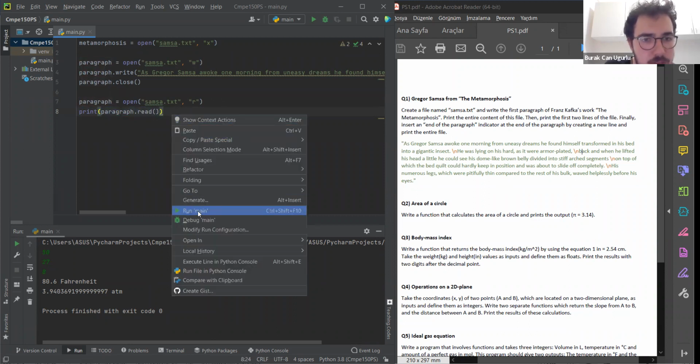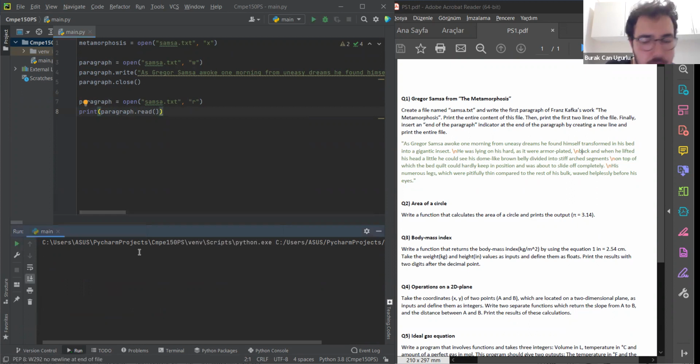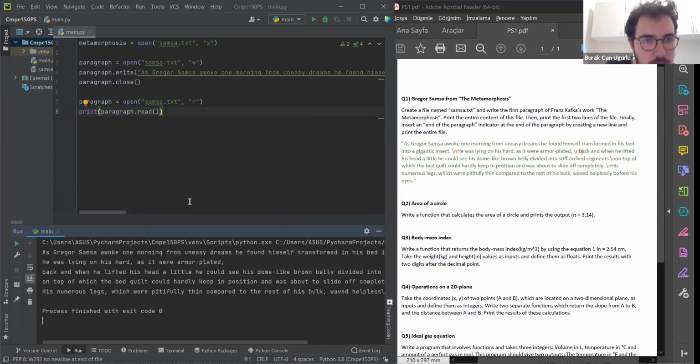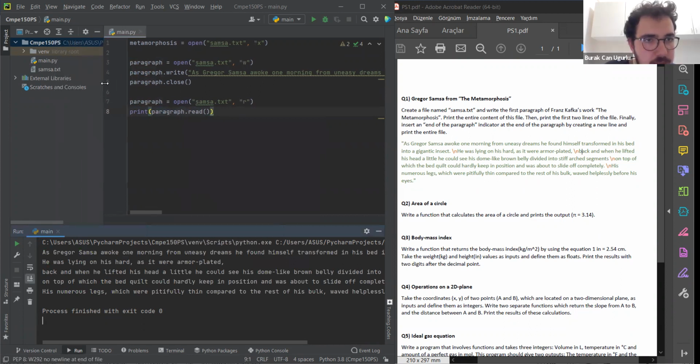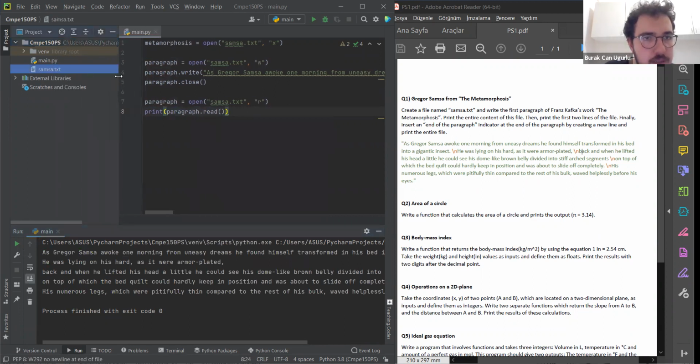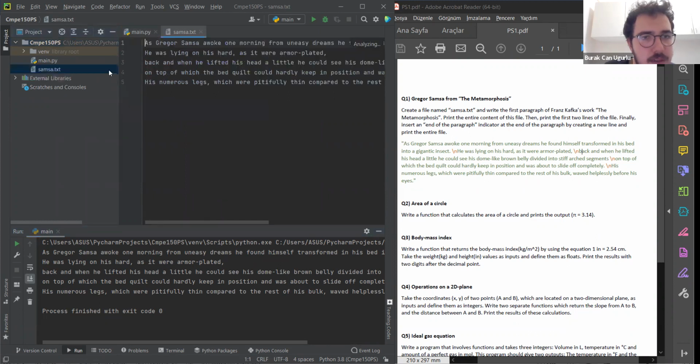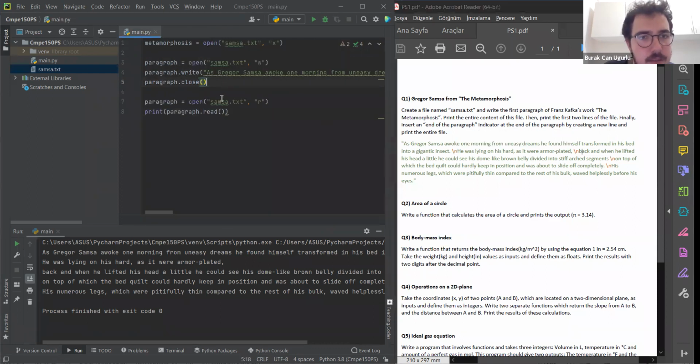So I'm running this function. As you can see, we have created a samsa text file here in our project, and this file can be observed like this. We have our lines as we have given in the question, and the file is printed below in the control panel. So what should we do?